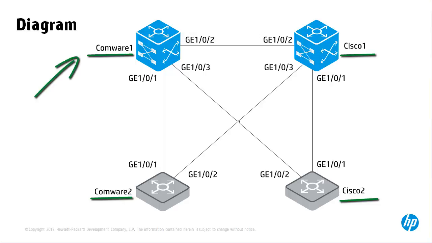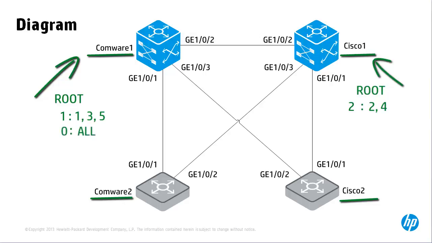Comware 1 is going to be configured as the root for spanning tree instance 1, which has VLANs 1, 3, and 5 mapped to it. And Cisco 1 is going to be the root for instance 2, which has VLANs 2 and 4 mapped to it. Comware 1 will also be the root for instance 0, which has all the other VLANs mapped to it.